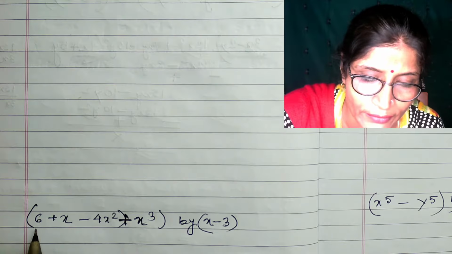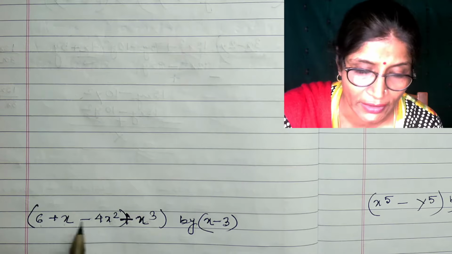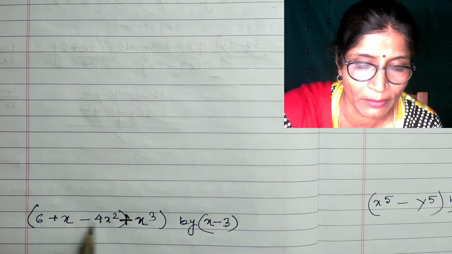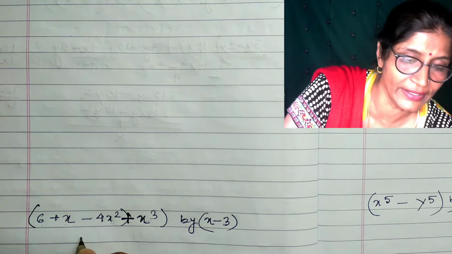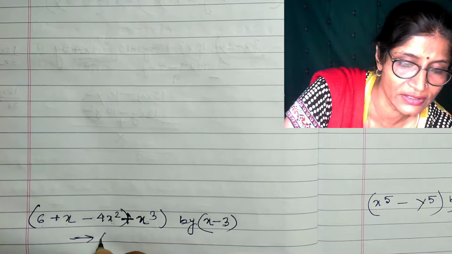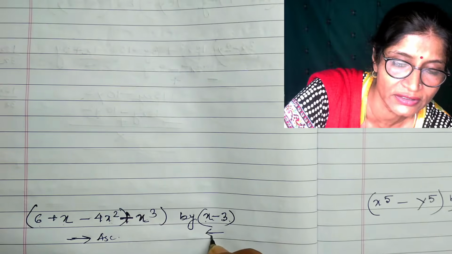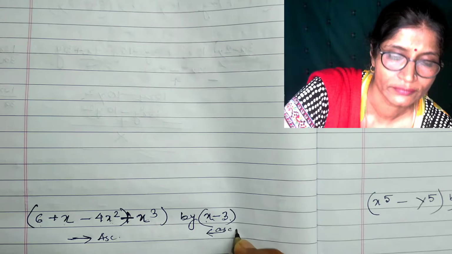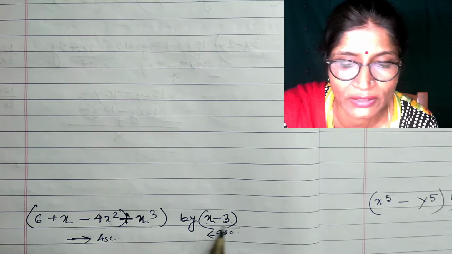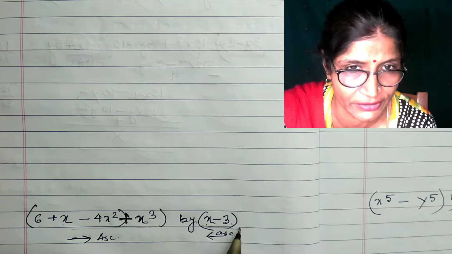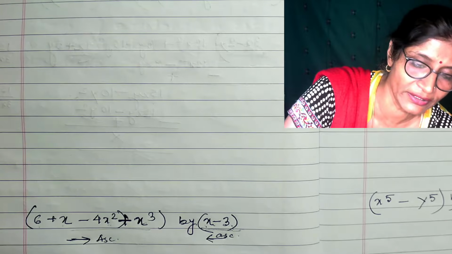Can you see here? This is 6x, x square, x cube, in the order of x to the power 0, x to the power 1, x to the power 2, x to the power 3. If I think in ascending order, it is in this way. This is the ascending way. But in this it is x minus 3, so it is on this side the ascending order. It means I have to change the order of either this one or this one.